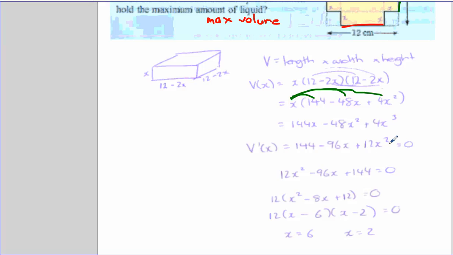And remember, at a maximum volume, the gradient function, not the original, but the gradient function is set equal to 0. Set it equal to 0 and solve. So what I did, I just rewrote it out as 12x squared minus 96x plus 144 equals 0. You could totally factorize this if you wanted to, or you could solve it on PolySmlt.